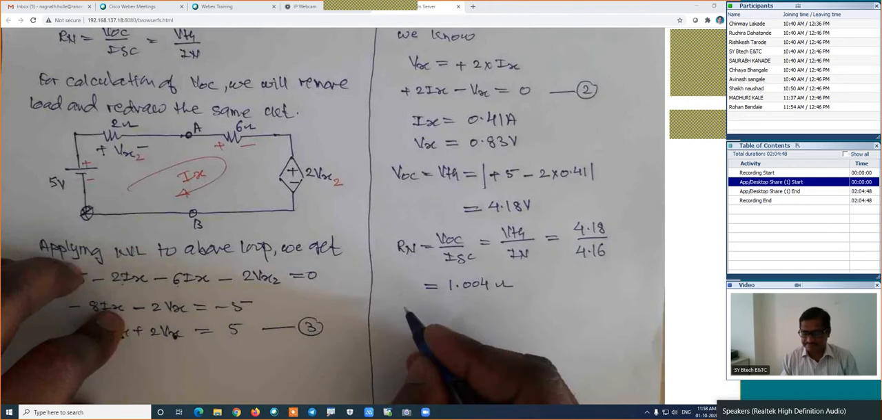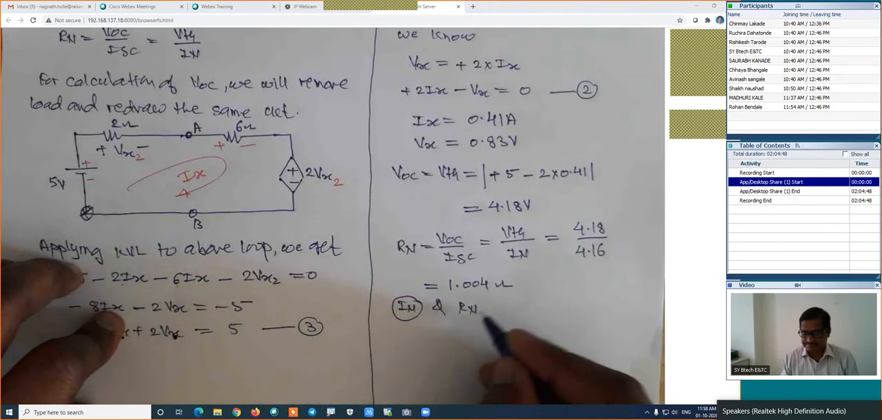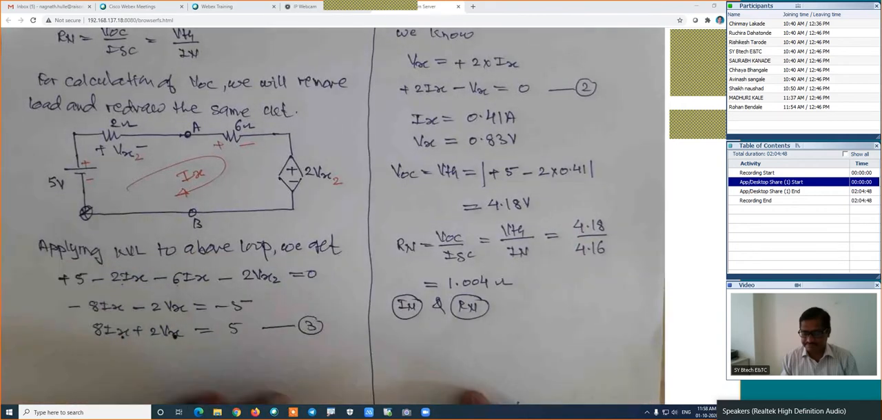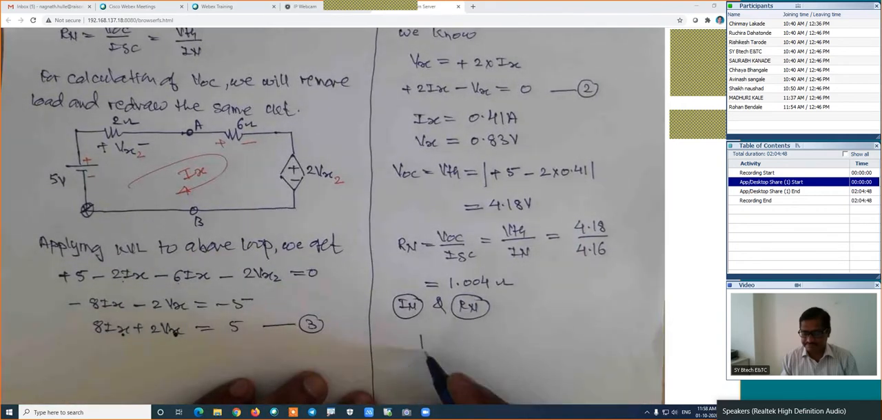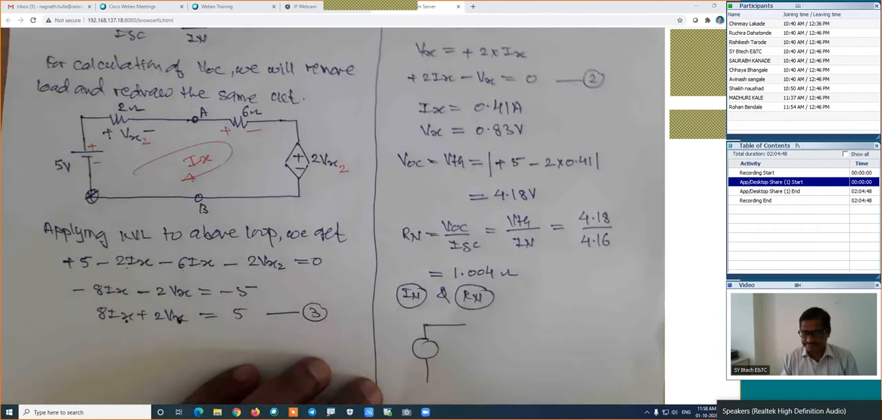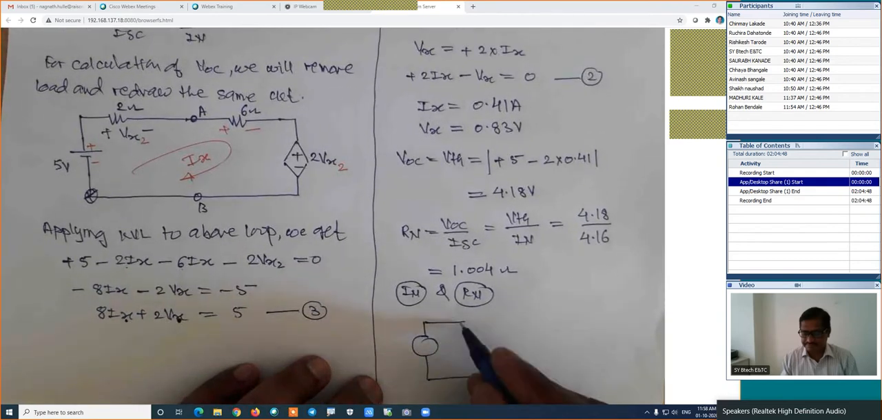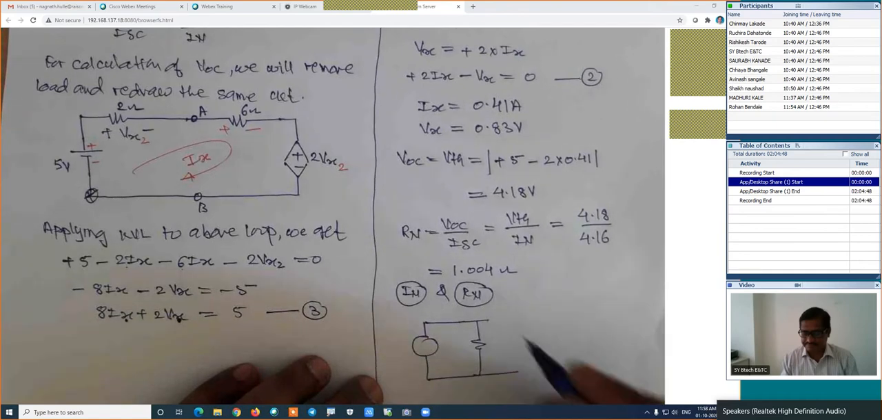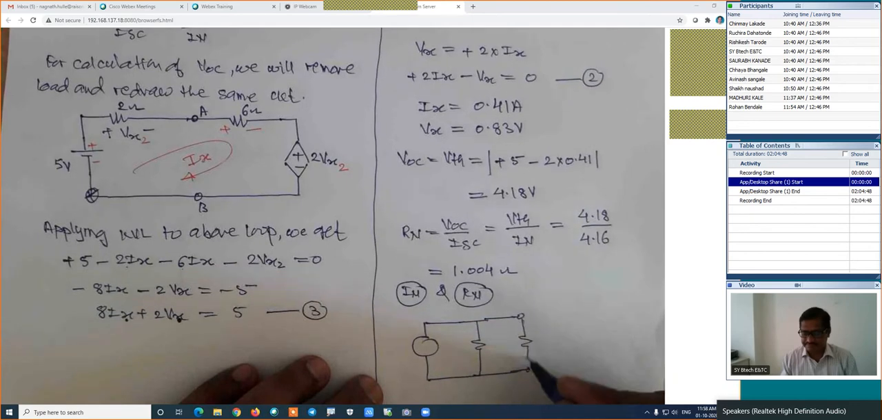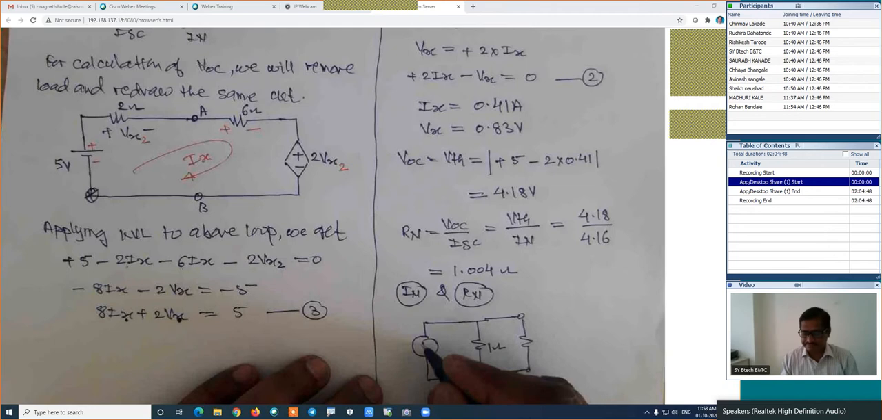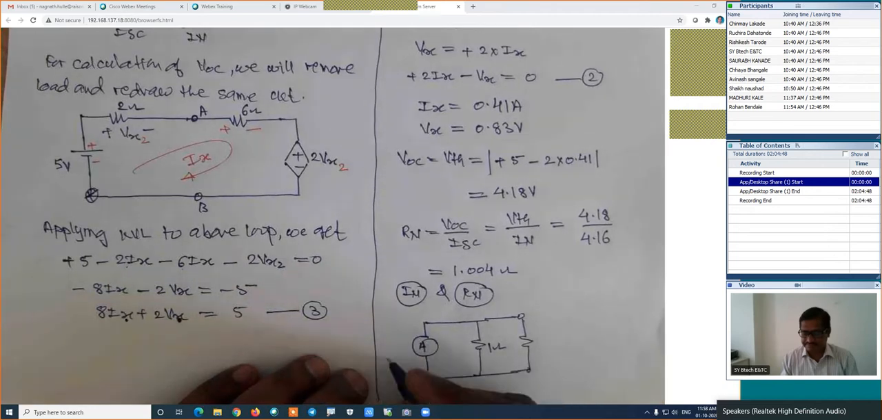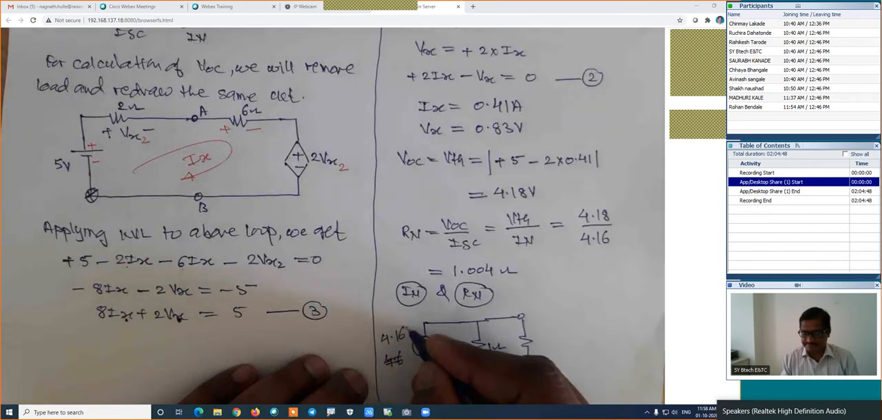Now we know the IN and Rn, then we can replace this complicated network by the Norton's equivalent network. This will be the final figure. And reconnect the load resistance which was removed in step number 1. This is RL. This is 1 ohm, and this current is 4.16 amperes.